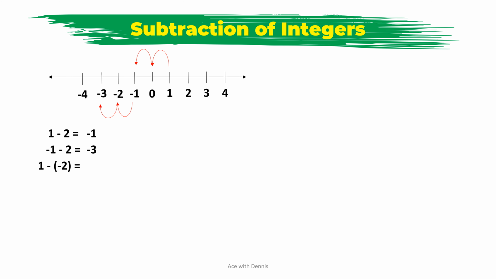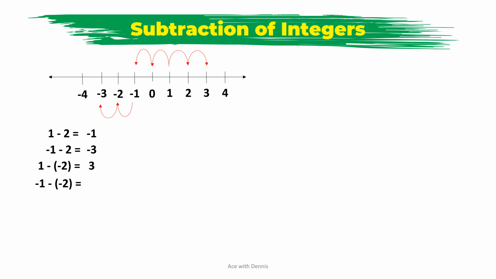What about 1 minus negative 2? For this case, it is a minus, so we should move to the left. But because we subtract a negative number, we have to change the direction. So we move to the right: we start at 1 and move 2 units to the right. 1, 2. It lands at 3. The answer for 1 minus negative 2 equals 3.